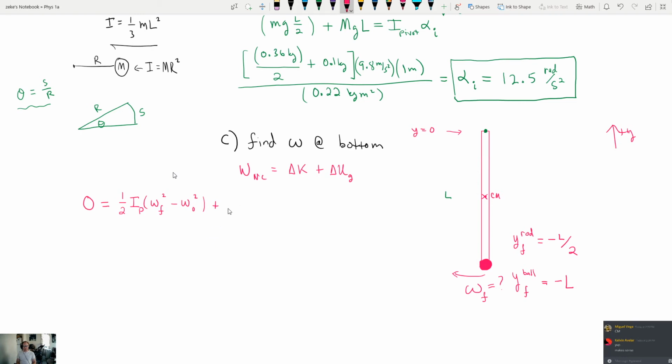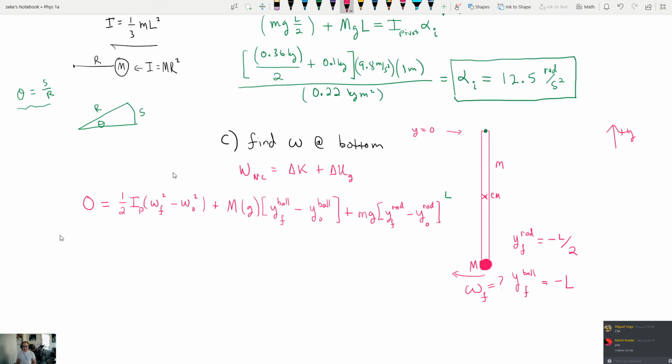There's going to be one for the ball. So remember, the ball is capital M and the rod is little m. So for the ball, we're going to have capital M multiplied by G, and then times delta Y, which will be Y final ball minus Y initial ball, plus the mass of our rod, little m, times G times, same thing, Y final rod minus Y initial rod. I could also put on here center of mass, but hopefully that's understood.